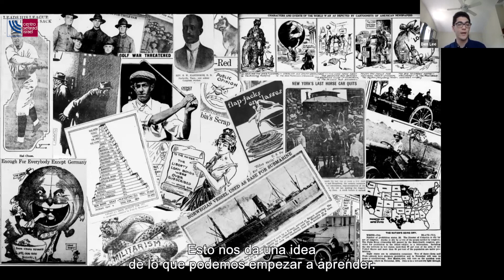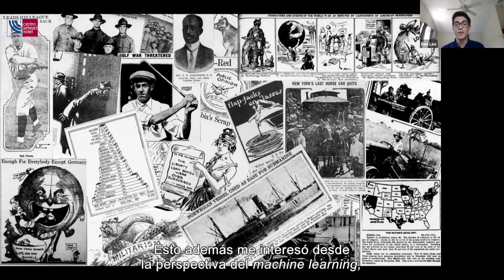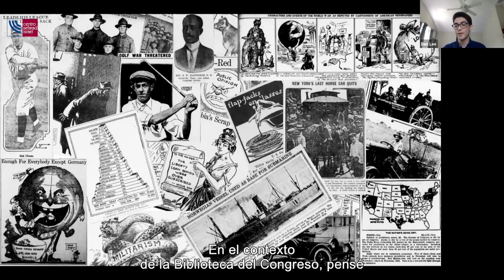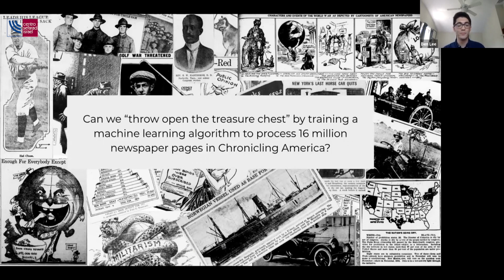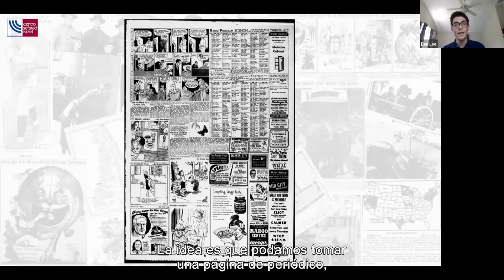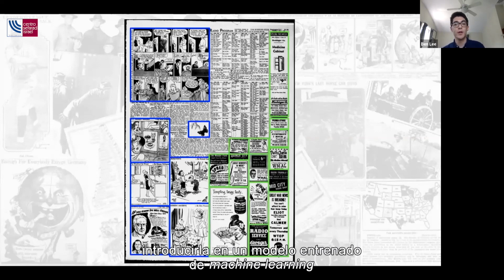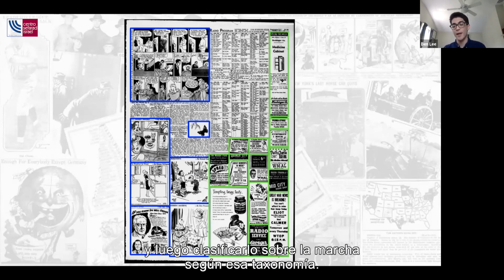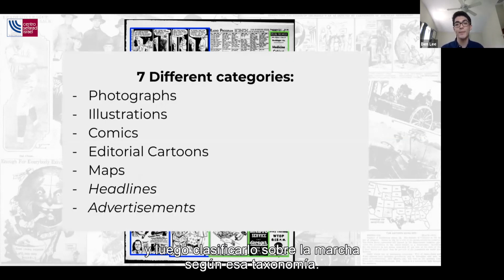I think this not only gives us a sense of what we can begin to learn, but also I became interested in this from the perspective of machine learning and understanding if we could use this as some sort of source of training data. In the context of the Library of Congress, I was thinking about, quote unquote, opening the treasure chest of this rich visual content. The idea being we could take a newspaper page, feed it into this trained machine learning model that would then draw these bounding boxes around different types of visual content and then classify it according to that taxonomy on the fly.